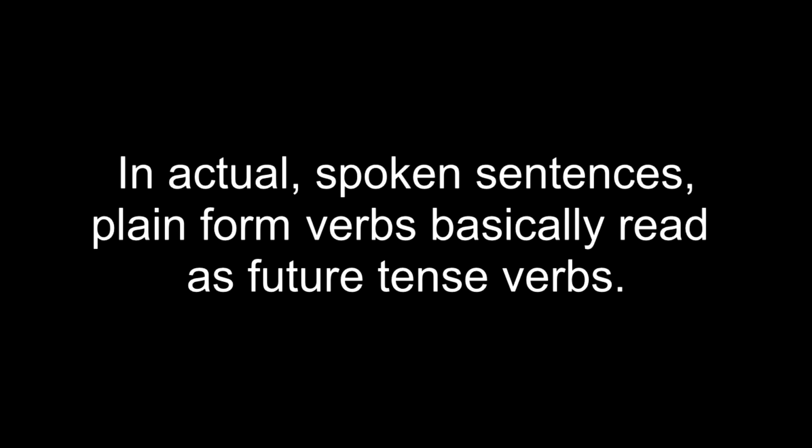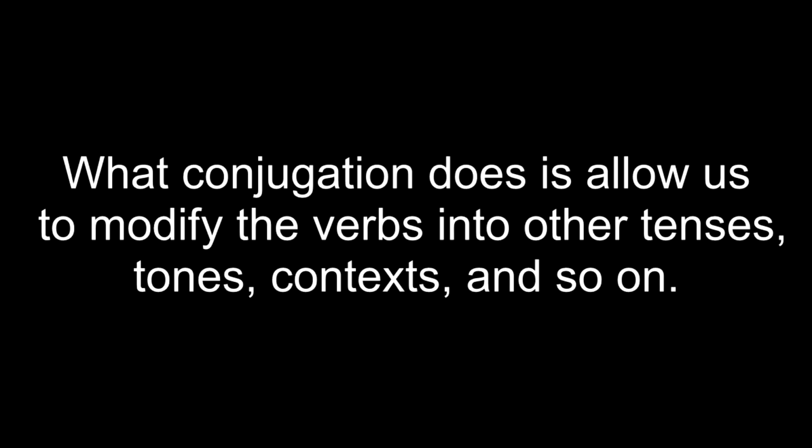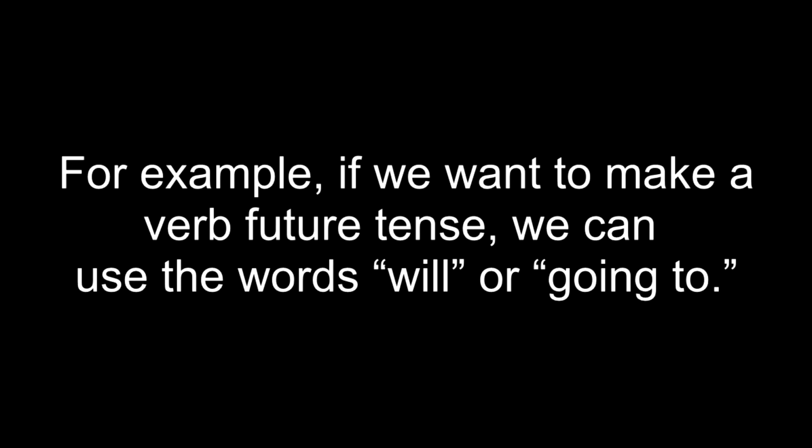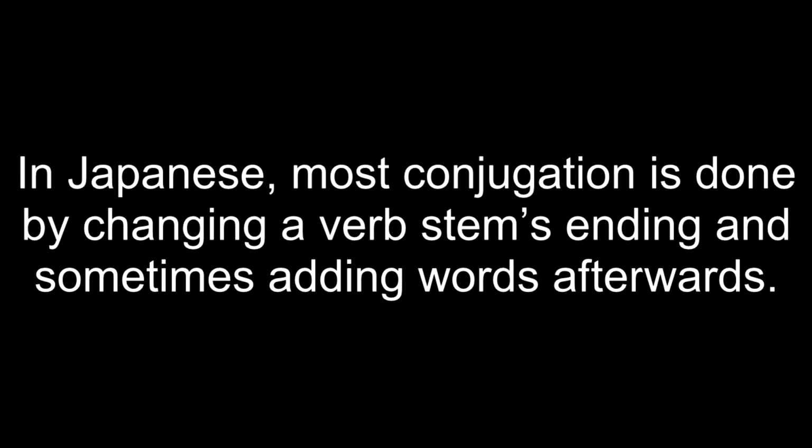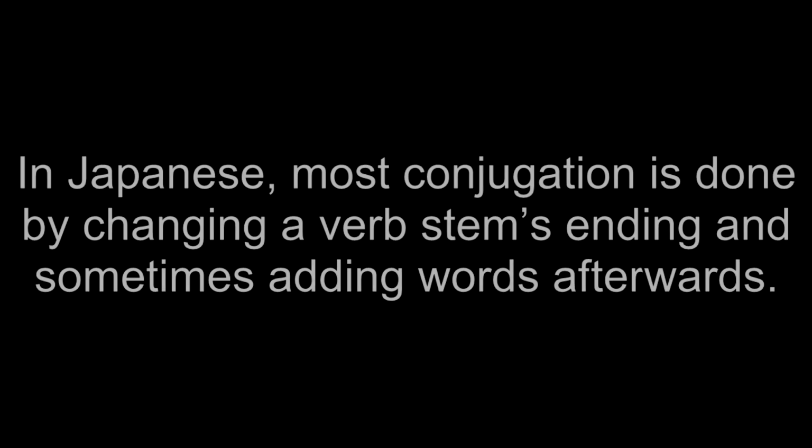In actual spoken sentences, plain form verbs basically read as future tense verbs. What conjugation does is allow us to modify the verbs into other tenses, tones, contexts, and so on. When we do this in English, we use a lot of auxiliary verbs. For example, if we want to make a verb future tense, we can use the words will or going to. In Japanese, most conjugation is done by changing a verb stem's ending and sometimes adding words afterwards.